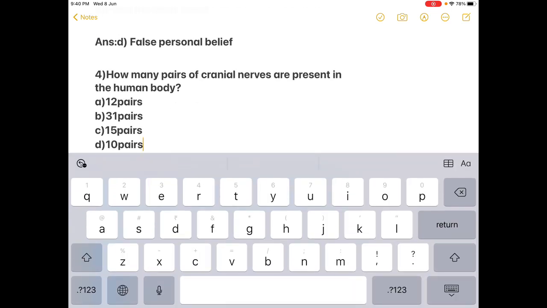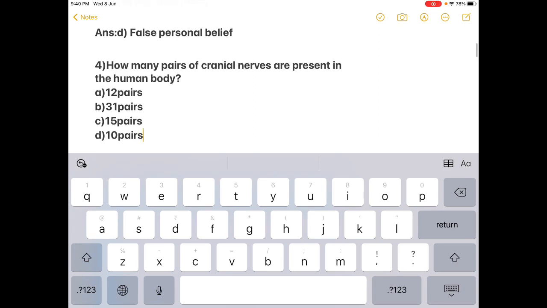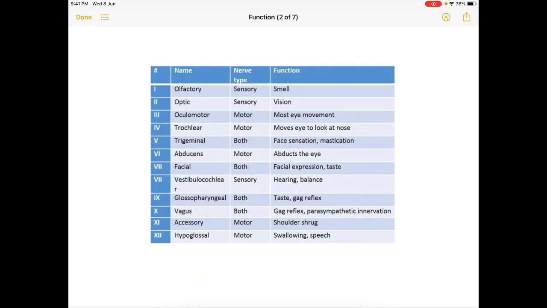How many pairs of cranial nerves are present in a human body? 12 pairs, 31 pairs, 15 pairs, 10 pairs. You might have been confused about the cranial nerves and the vertebral column here, because there are 31 vertebrae. You might be confused with A and B. The correct answer here, there are only 12 pairs of cranial nerves. We'll discuss them in brief.